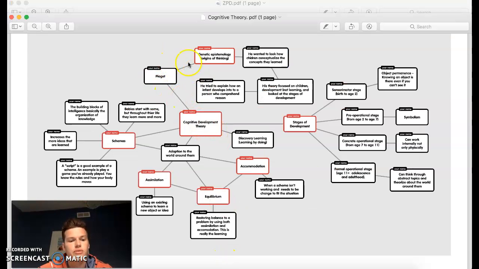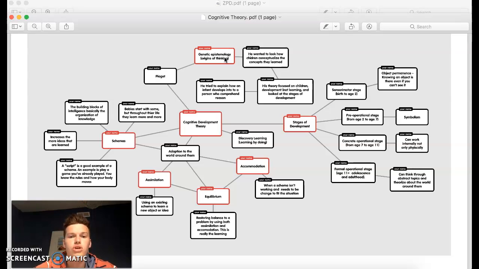So first we're going to start with Piaget, who was a philosopher or a thinker in the 1930s who went in to really look at the study of genetic embryology. Sorry, I just butchered that. I'm trying my best. So this is the origins of thinking. So this is really where it starts.